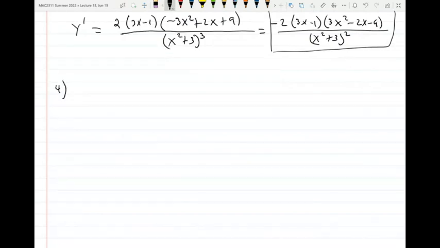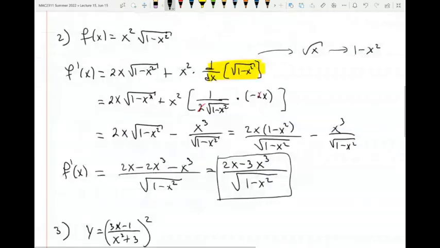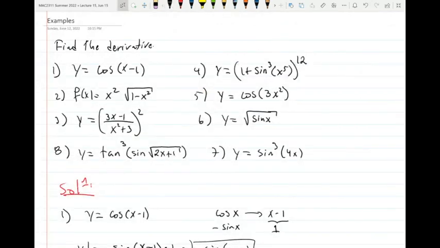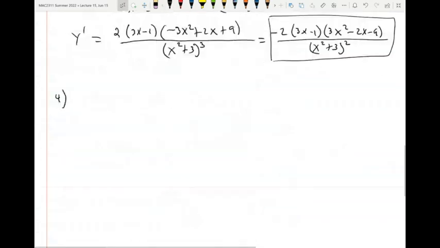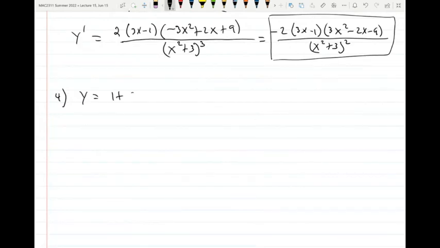So number 4. Okay, so 1 plus sine cubed of x to the 5, all of that. Okay, so when you look at this, what's the first thing that comes to your mind? General rule. The chain rule or general power rule, right? Because we see something to the 12th power. Does everybody agree with this? So the first step here is to use the general power rule.